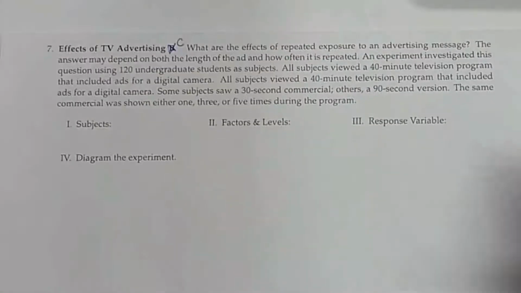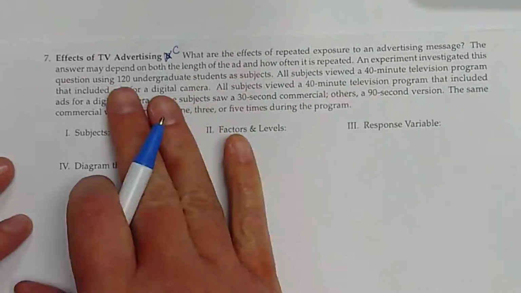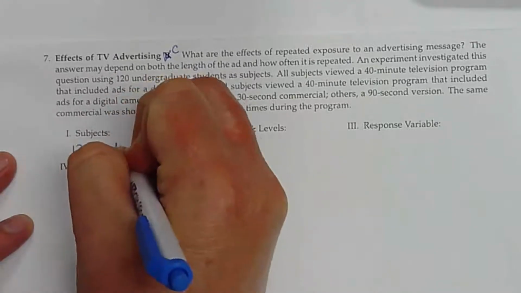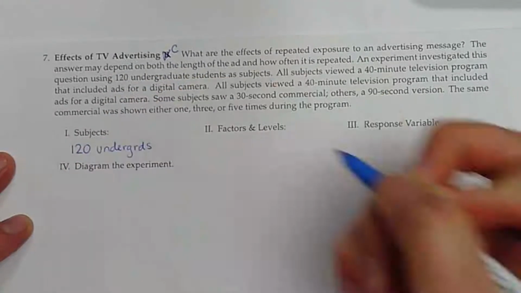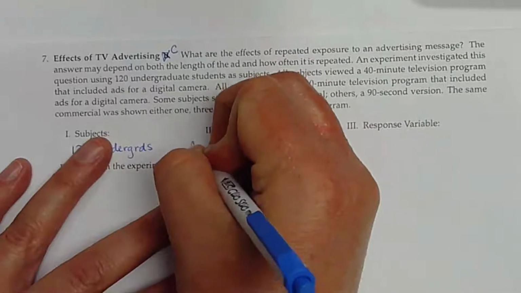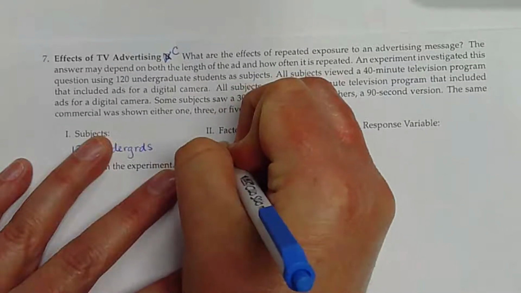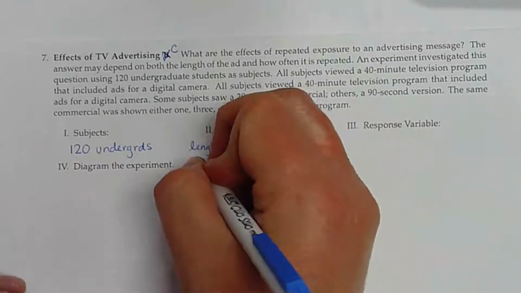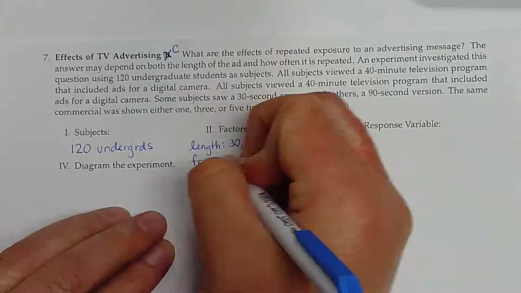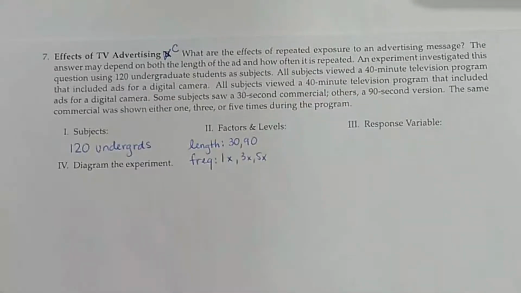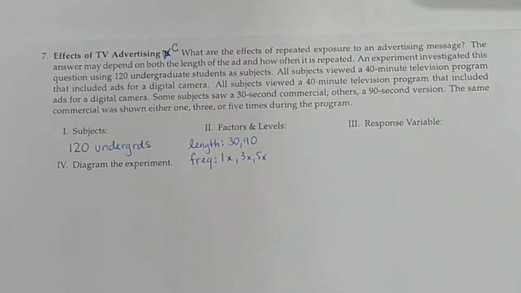All right, so our subjects are still the 120 undergrad students, and our factors and levels. We have a length factor, which is either 30 or 90 seconds. And then we have a frequency. That frequency is either once, 3 times, or 5 times. So we've listed our factors and our levels. Now we're going to find our treatments.